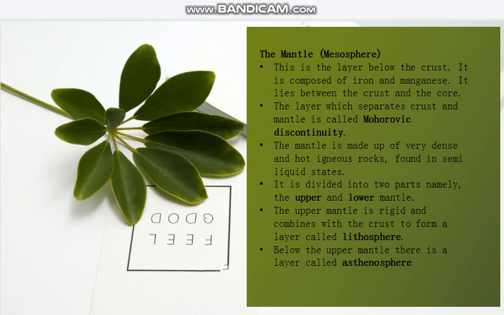So the lithosphere is the upper layer that is made of the upper mantle and the crust. And below the upper mantle there is a layer called the asthenosphere. This asthenosphere is the layer that makes up the lower mantle and the core. So that's all about the mantle.